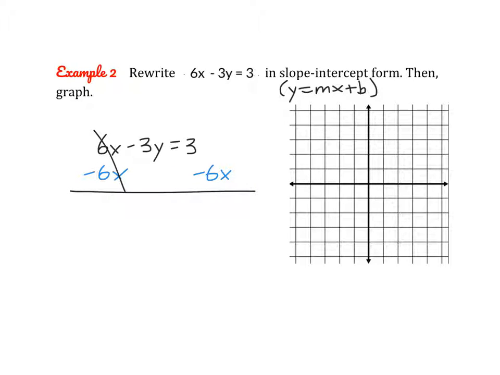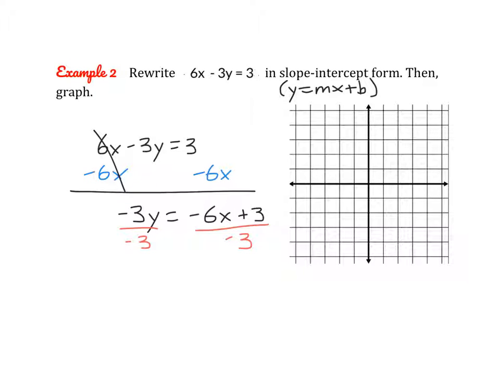So be careful here. While the 6x term is gone, this negative belongs to the 3y. So we have negative 3y left. And then to match slope-intercept form, I'm going to write my x term first. So negative 6x, and then we have a positive 3. Now, for us to get rid of this negative 3, we're going to do the inverse of multiplication, which is division. So we're going to divide both sides by negative 3.